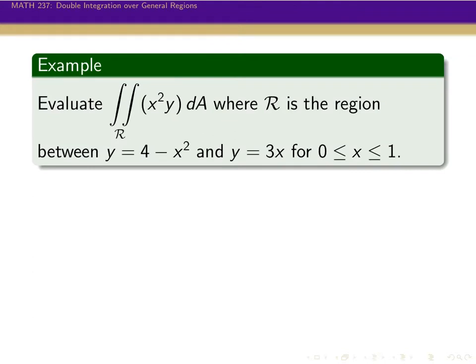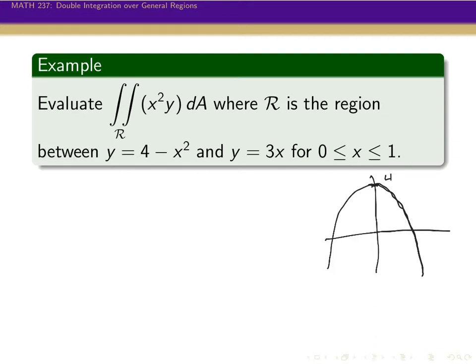So we're going to evaluate the integral of x squared times y over the region R, where R is the region between the parabola 4 minus x squared and y equals 3x, where the x values range from 0 to 1. So first let's draw out this region. So 4 minus x squared, that's a parabola pointing down, like so. It's almost an accurate picture. And then we have y is equal to 3x.